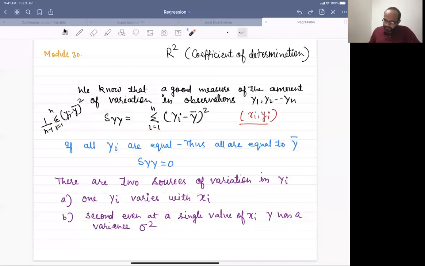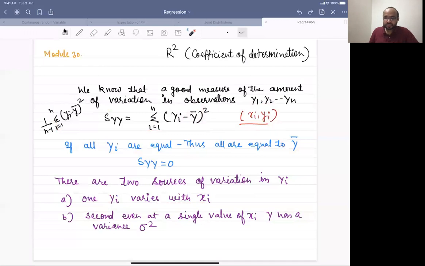Okay. So now there are two things, two causes, for how this variation comes in the response variable yi. First one is that yi varies with xi, because, as you have seen in the previous modules, there is a relationship or dependence of yi's on xi. That's why we are calling it a dependent variable or a response variable.